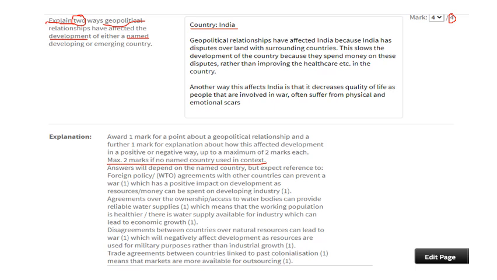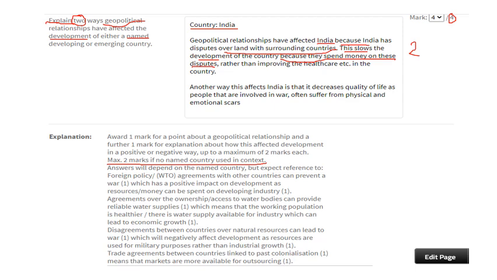They have affected India, so we've got the named country, because India has disputes over land with surrounding countries. There is your point. This slows the development of the country, so they're linking it to this idea of how it's affected the development because they spend money on these disputes. So because becomes the connective there, and it's linking it to the question. They've said what the geopolitical relationship is and why and how it's affected development. So this bit would be worth 2 marks.